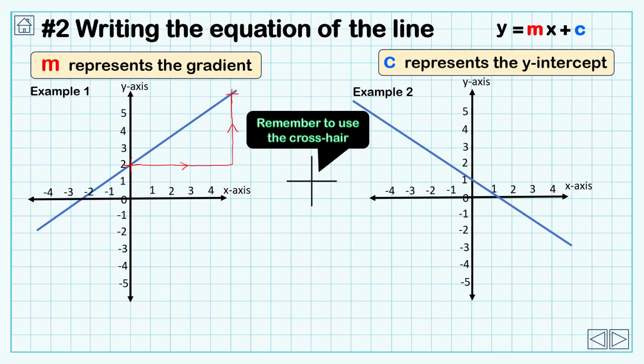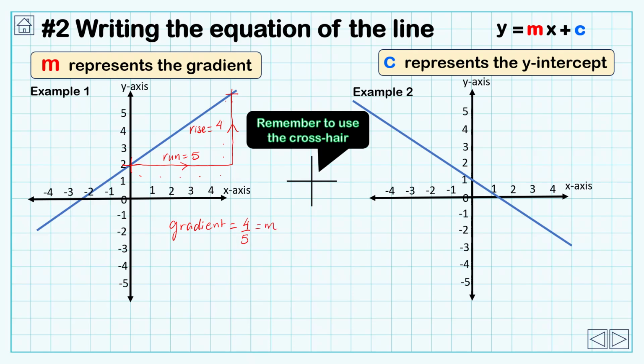So let's write down what the rise is going to be. 1, 2, 3, 4, 4 boxes up, and the run is going to be 1, 2, 3, 4, 5. So that's going to be 5. Therefore, the gradient equals rise over the run, which is 4 over 5. And don't forget that this is the value for m.